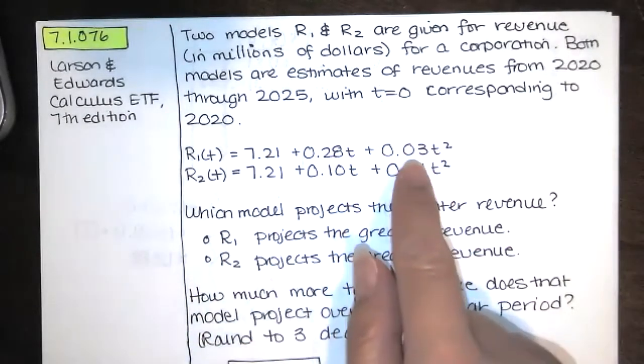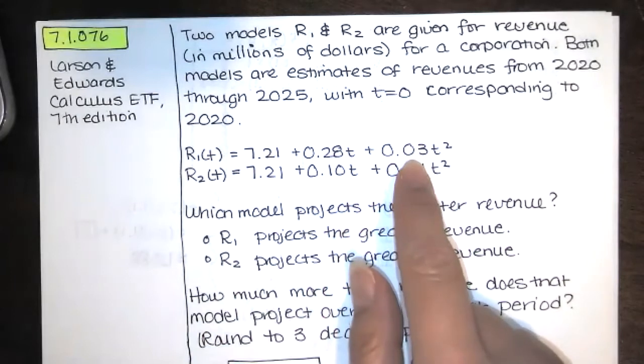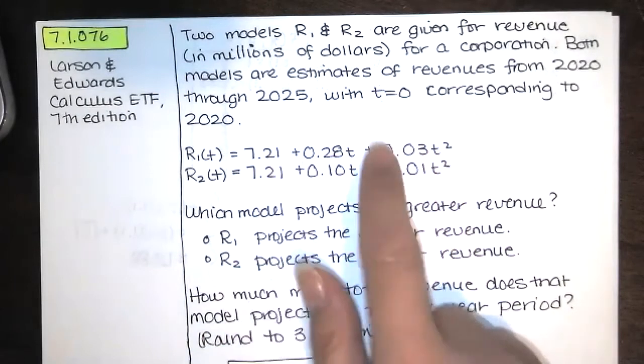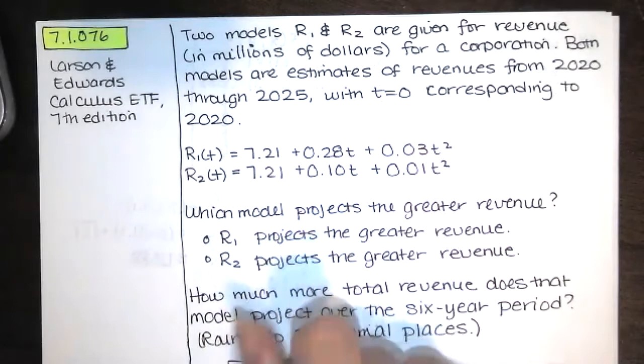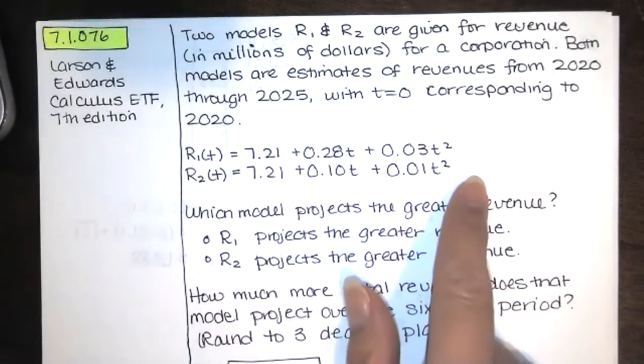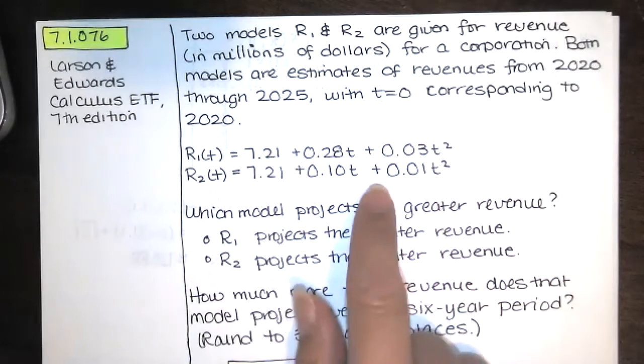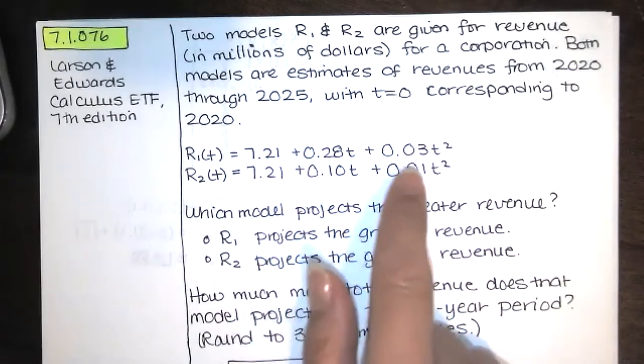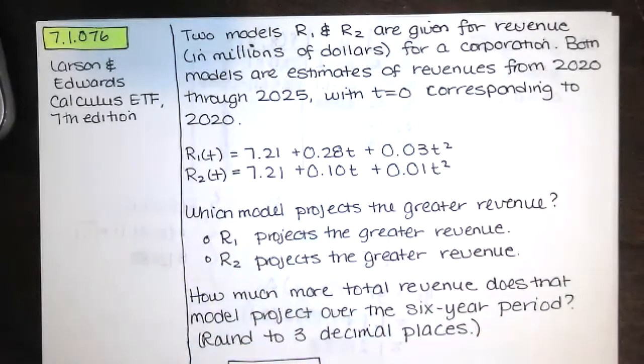Since the number in front of the t squared is positive, the graph is a parabola facing up. It's facing up because that's positive. And the other graph, the graph of the second revenue function, is also a parabola facing up. It's just going to be a slightly different parabola because this number is different and the number in front of the t squared is different.